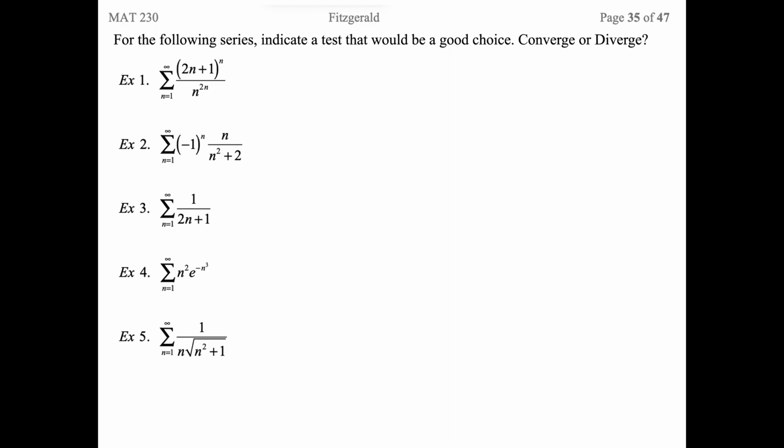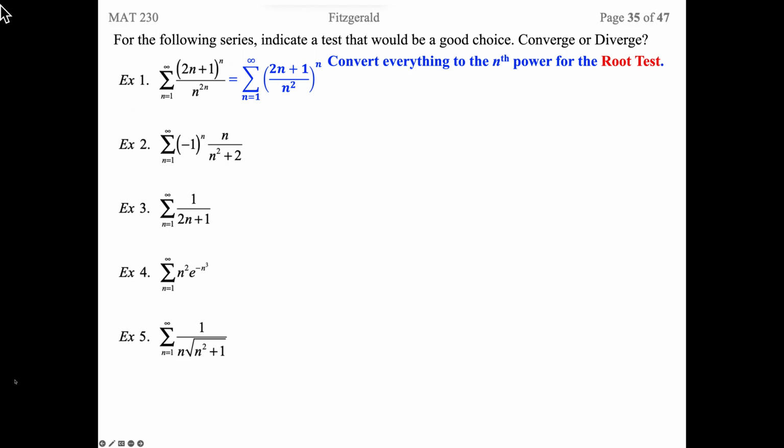And yeah, that's right. Hopefully you said there's powers of n. So you should use the root test. What you should do is write this whole fraction to the nth power. So then you can take the nth root of this sequence in its absolute value. They're going to be all positive, so we don't need the absolute value.